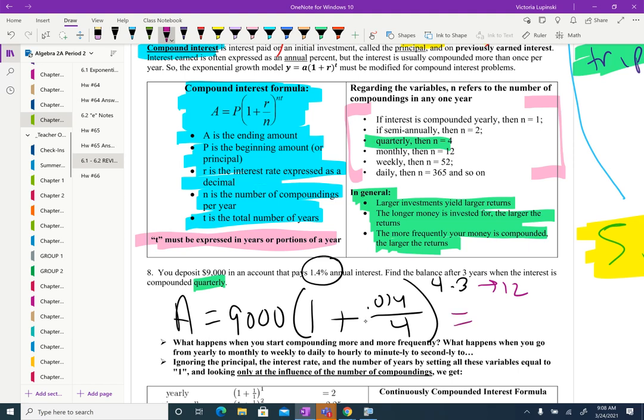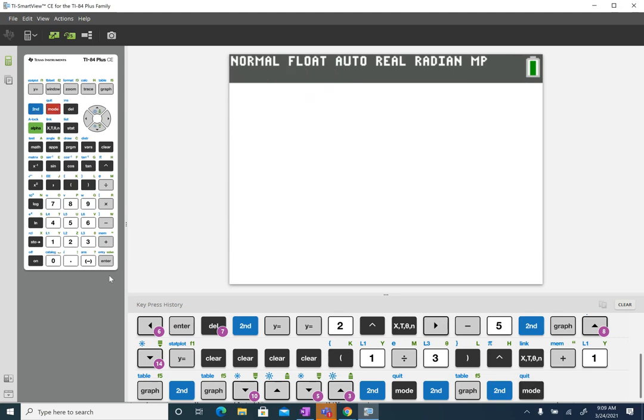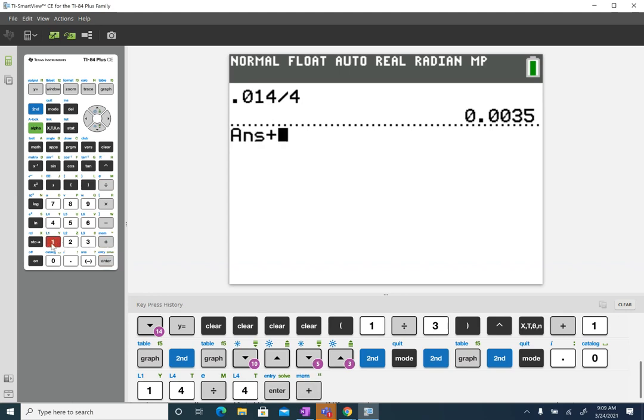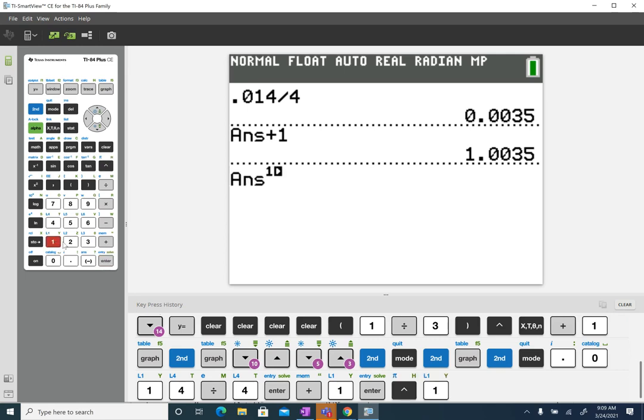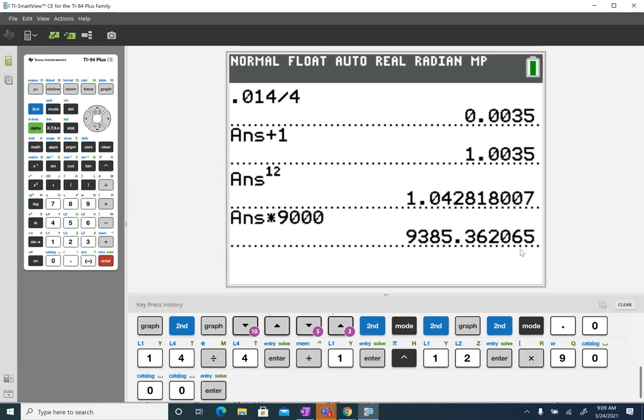I think writing the formula is the easy part. I think putting it in the calculator takes a little bit more work. So I'm just going to review with you the steps in the calculator. So if I pull up the calculator and go back to the main screen here, always start by doing the division. So 0.014 divided by 4. Hit enter. Don't do anything else. Then do plus 1. Then raise it to the 12th because 12 is 4 times 3. Multiply it by 9,000. And that's your final answer.